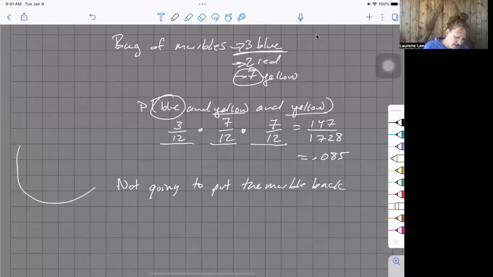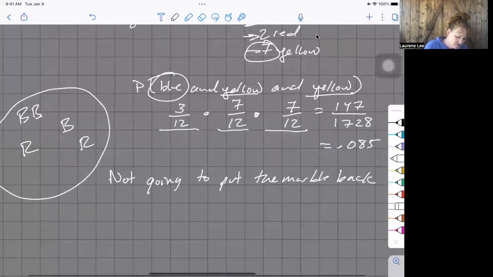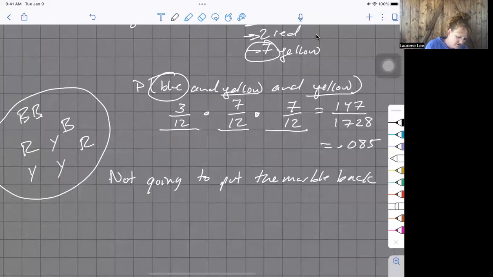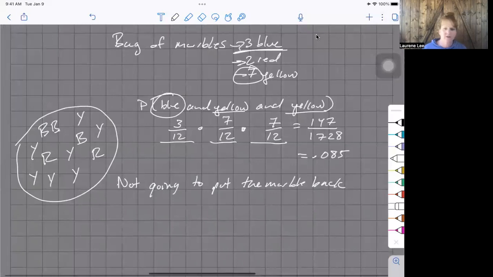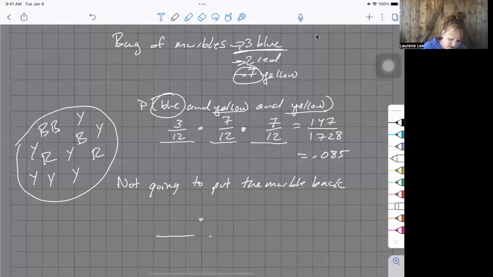You're starting here with 3 blues in the bag, 2 reds, and 7 yellows. Okay, so that's our visual, right? That's what's rolling around in the bag. So I'm going to first pull a blue. Now, this is still an AND problem. Listen, I still want a blue and a yellow and a yellow. So my setup is still the same. I've got 3 things. I'm going to multiply them together.